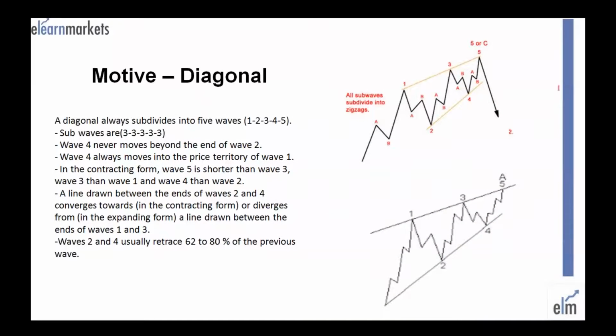Same about motive diagonals. Alright, a diagonal always subdivides into 5 waves, which we've already discussed, and the sub waves are broken into 3, 3, 3, 3 waves. Wave 4 never moves beyond the end of wave 2. The wave 4 always moves into the price territory. Alright, so this is different between the diagonal and an impulse. In an impulse, the wave 4 never moves into the price territory of wave 1, but in a diagonal, wave 4 always moves into the price territory of wave 1.